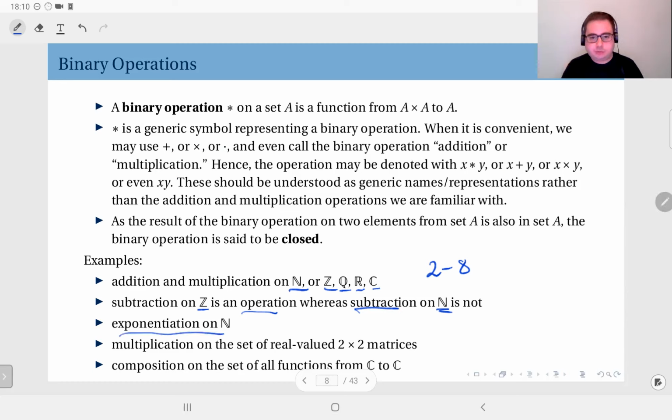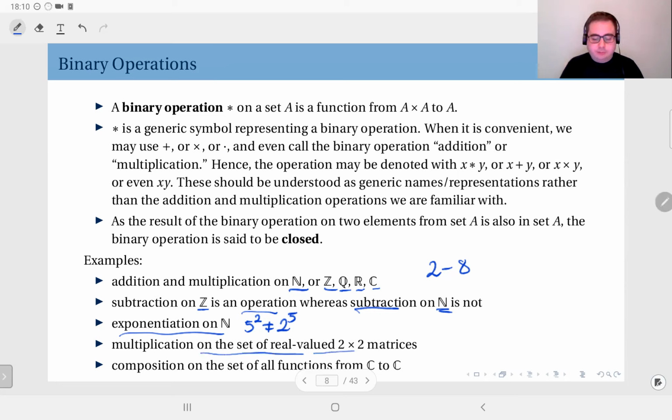Exponentiation on natural numbers, for instance, take any natural number, you get 5 to the power 2, that is 25. It's still a natural number. It's closed, therefore it's a binary operation. But for instance, this is not equal to 2 to the power 5. So this operation is not commutative. This will be significant.